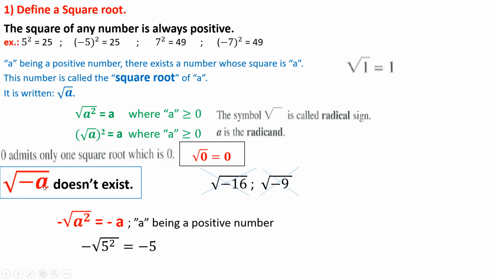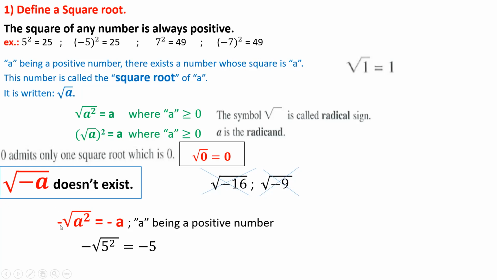Radical minus A. If I have a negative base inside, directly I say this does not exist, since I cannot get the square root of a negative number. I always get the square root of a positive number. So radical minus 16 does not exist. Radical minus 9 does not exist.